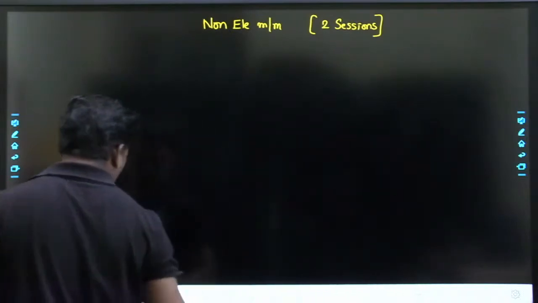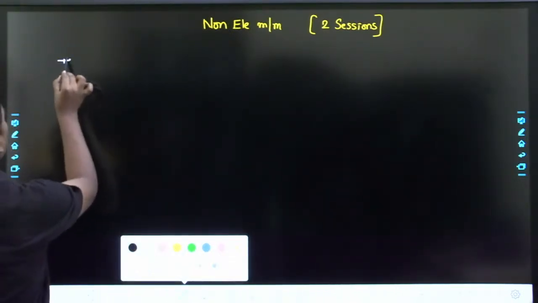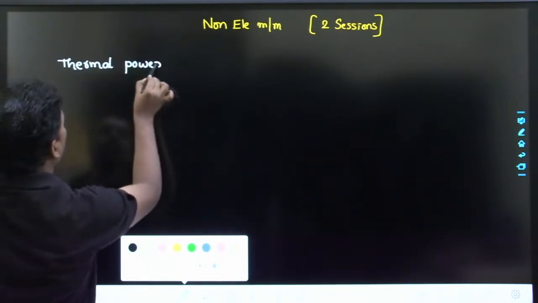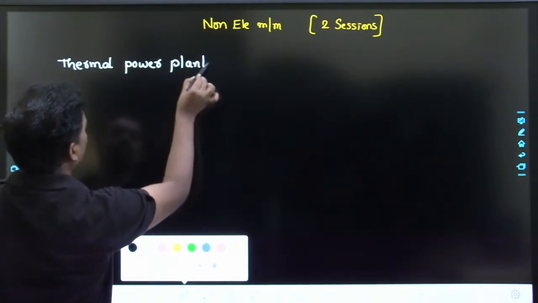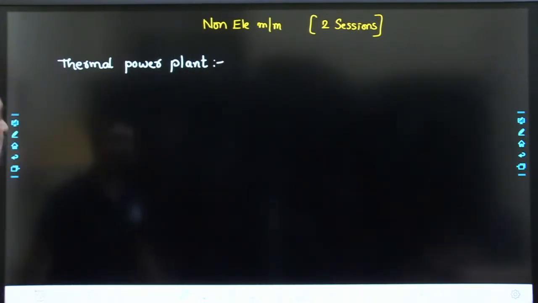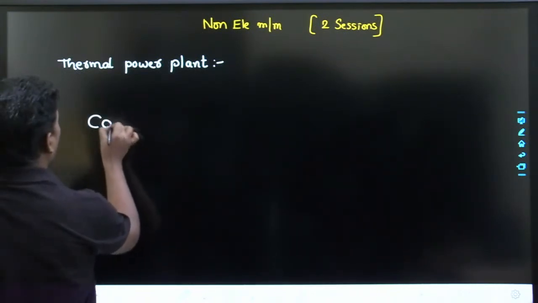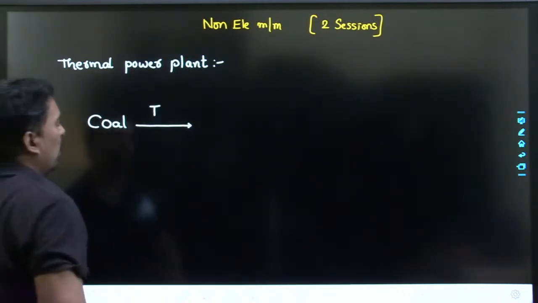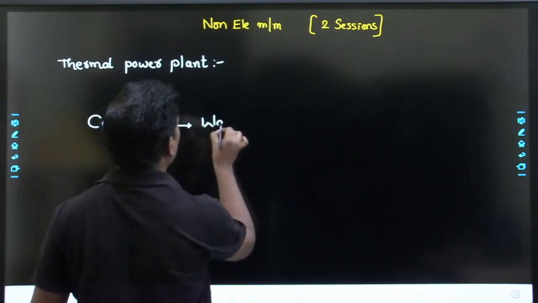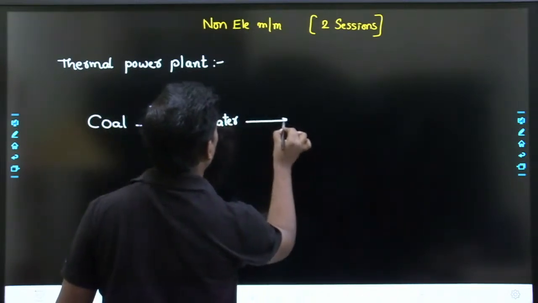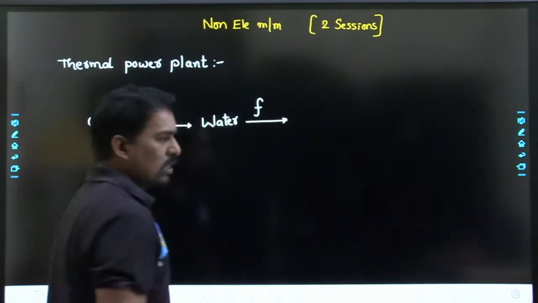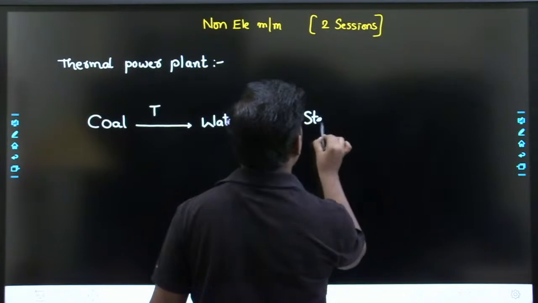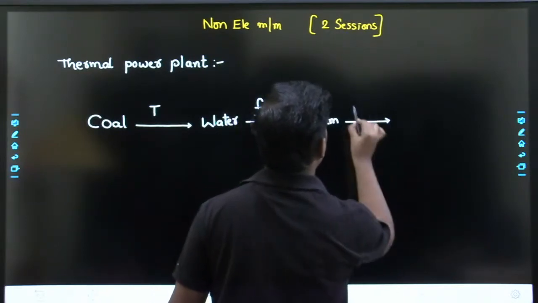See, for example, if you see the thermal power plant, my dear students, what is happening in the thermal power plant? First there will be coal. The coal gets heated, that means there is a temperature. Then comes the water, which is coming from the river. There is one parameter called flow. So this temperature meets the flow, then steam is generated. That steam has certain pressure and velocity.